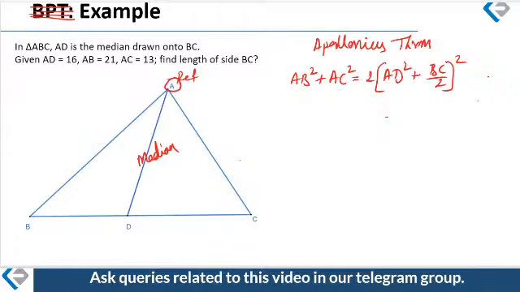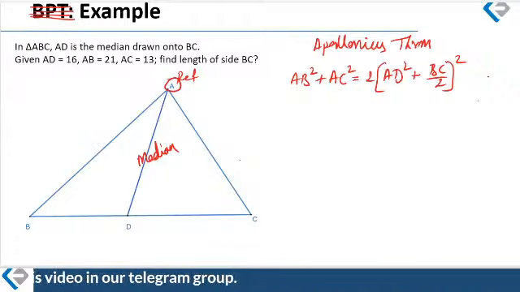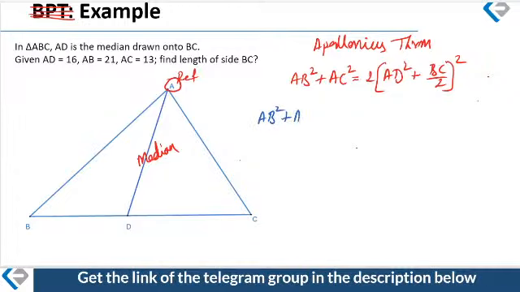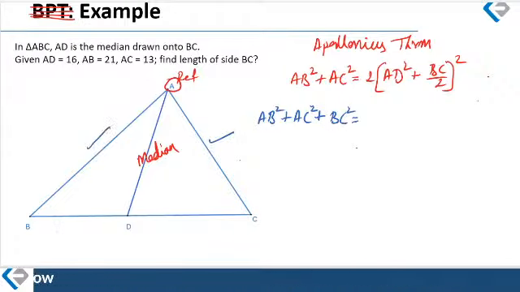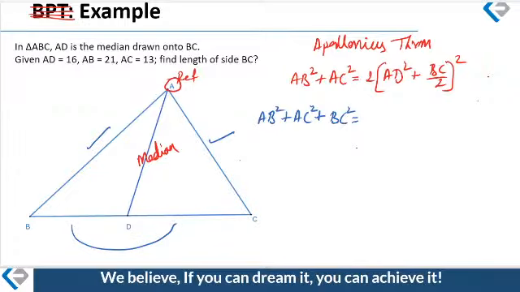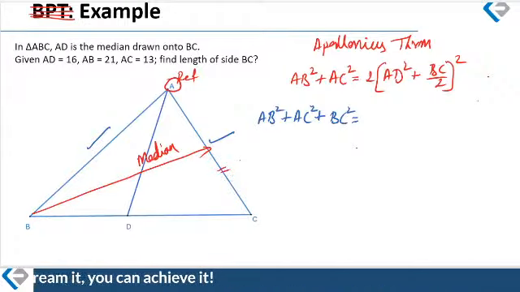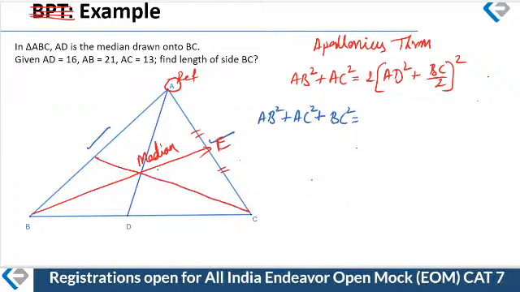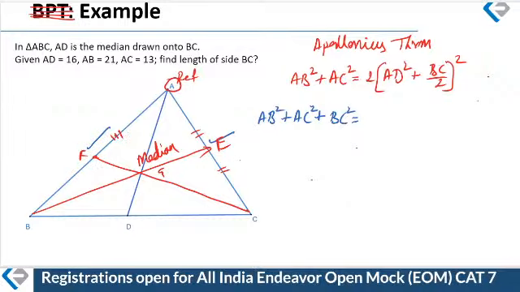I also spoke about another important point there, which they typically keep asking in the exam. AB square plus AC square plus BC square: these are the squares of the sides. If AD is a median, you can drop another median to this midpoint, call it B, and another median which passes through the centroid. Assume this is CF. This is the midpoint of this particular side.